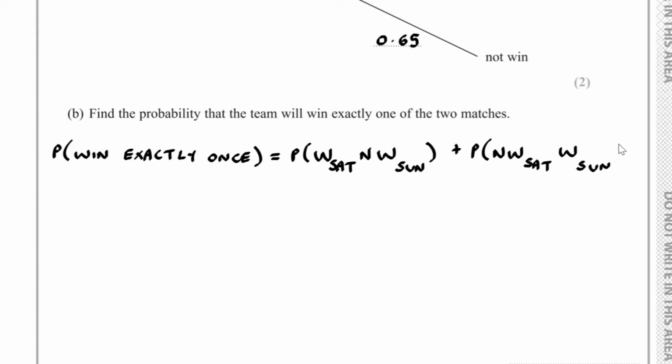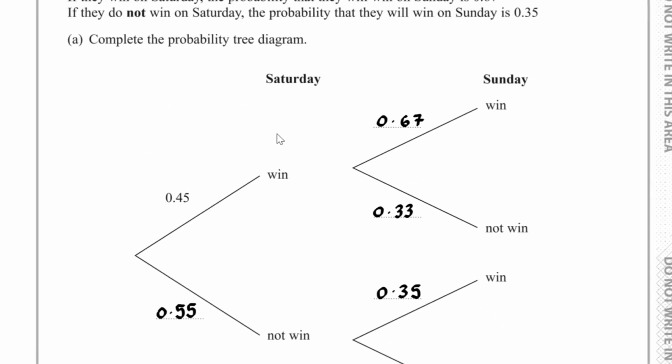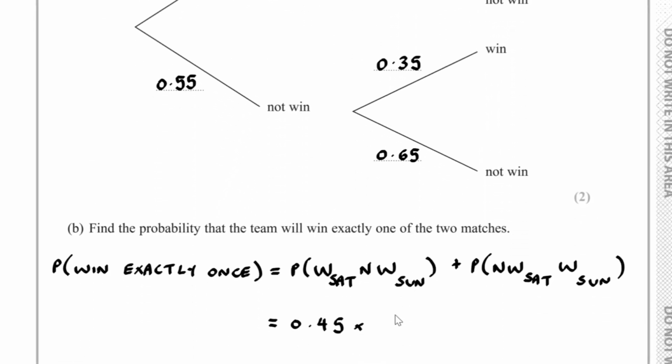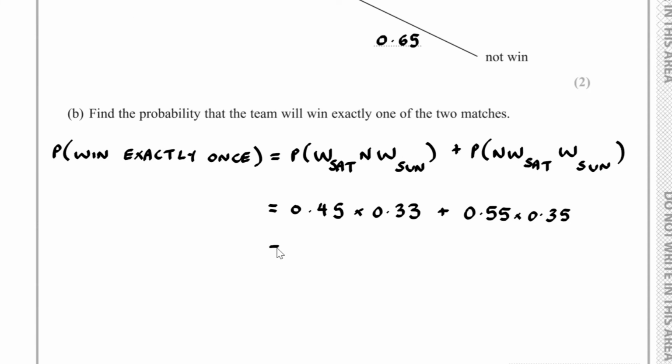So let's work this out. We've got 0.45, that's the probability of winning on a Saturday, and the probability of not winning on a Sunday after that will be 0.33. And then the probability of not winning on a Saturday, that's 0.55. And then the probability of winning on a Sunday, that will be 0.35. So if I work all of this out, we end up with 0.341.